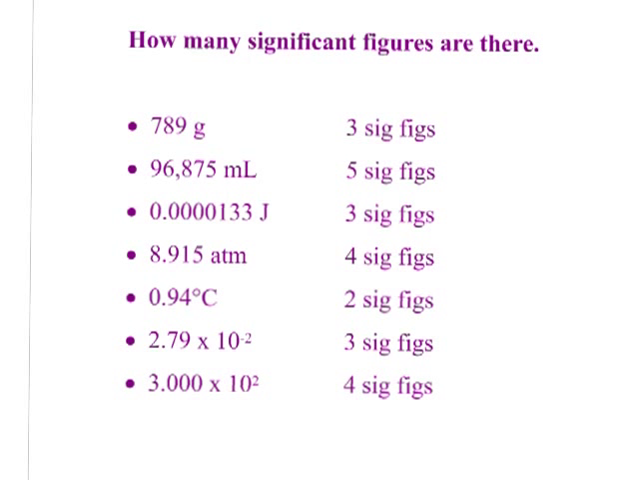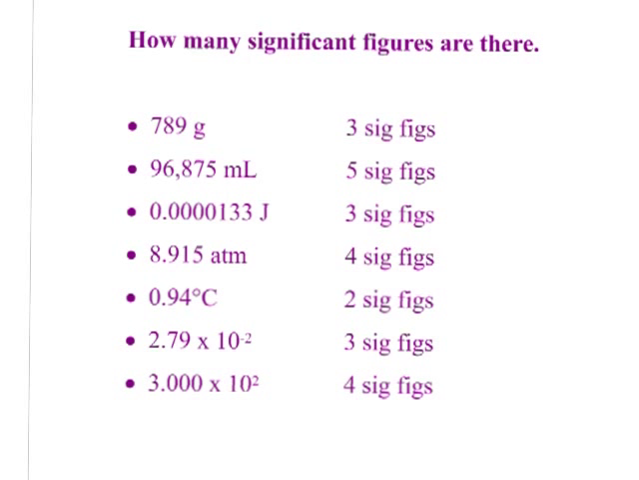789 has 3 significant figures. These are all non-zero integers as well. We have 5 significant figures. Remember, these zeros are leading zeros. They do not count, so we only have 3 significant figures here. These are all non-zero integers, 4 significant figures. This is a leading zero, so we only have 2 significant figures.